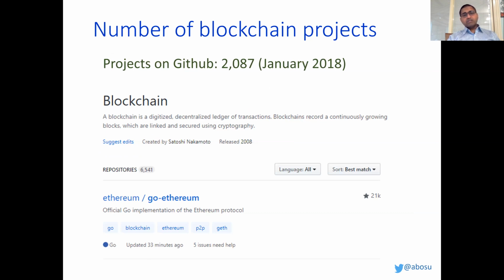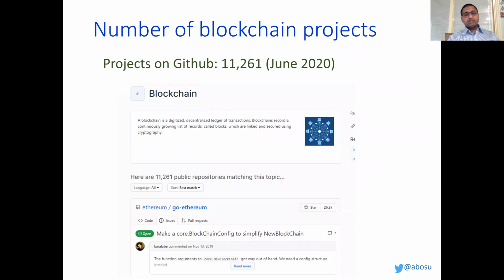The number of blockchain projects hosted on GitHub has been increasing very rapidly. For example, in 2018, when we did this study, the number of blockchain projects was around 2,000. And 18 months later, that number has increased more than 5 times.